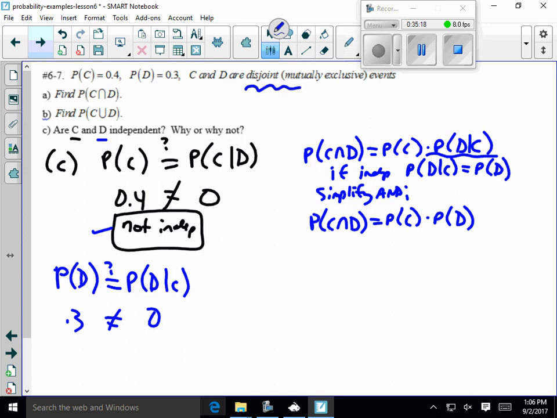Right? So some books say, let's test the simplified version of the AND formula, and if that's true, then that means that they're independent. Okay, so to do it that way, it would say, well, we know this probability is 0, and this probability is 0.4 times 0.3, right? 0.4 times 0.3 turns out to be 0.12, and since those are not equal, then it's not independent.